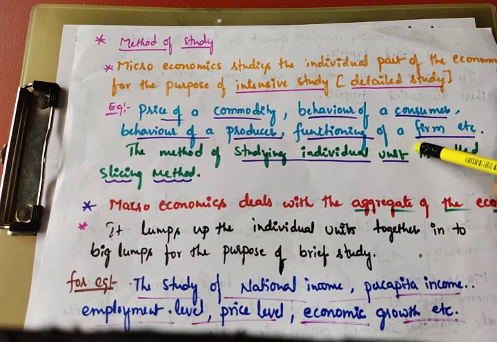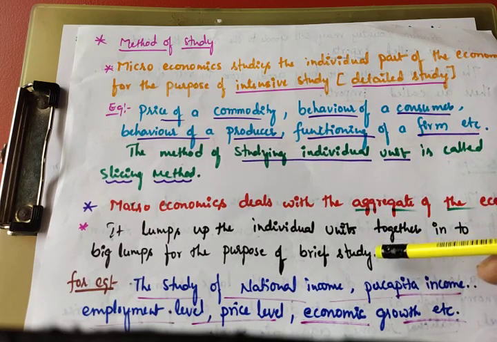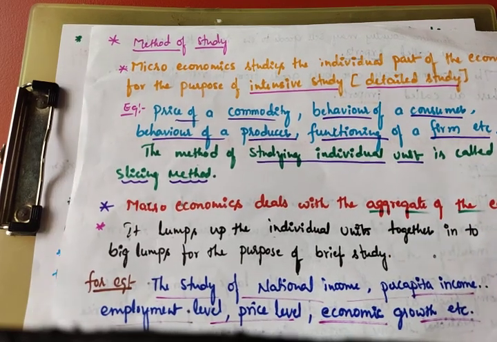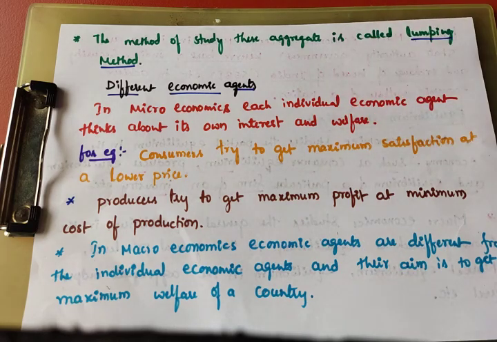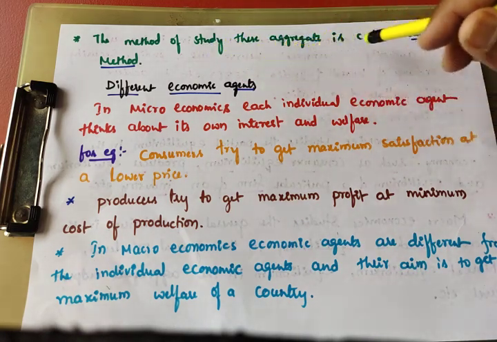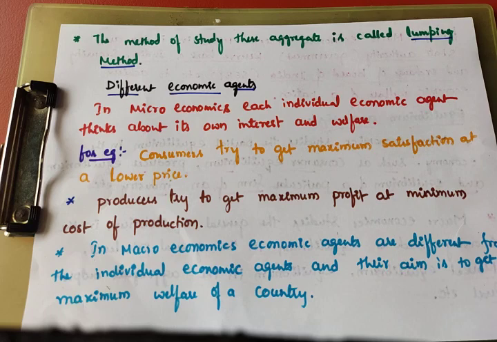Microeconomics is called the slicing method. Macroeconomics is called the lumping method. The method of study of aggregates is the lumping method. Macroeconomics is the lumping method, microeconomics is the intensive method, also called the slicing method. Microeconomics is an intensive study. Macroeconomics is a brief study. Okay.